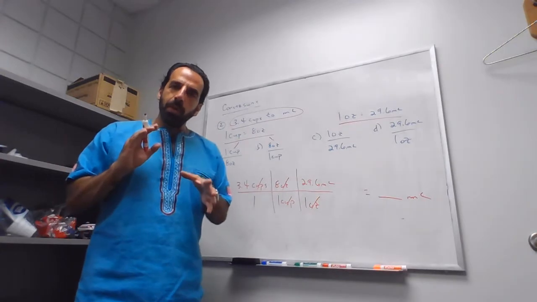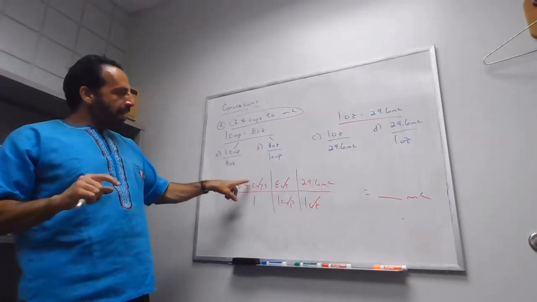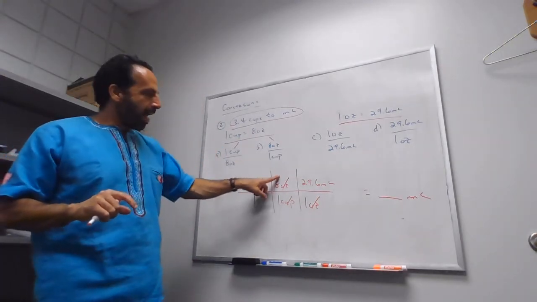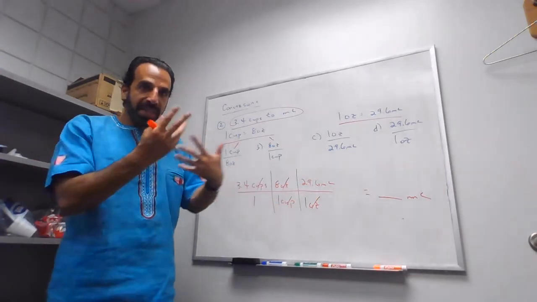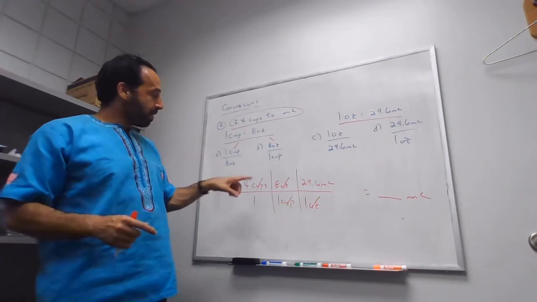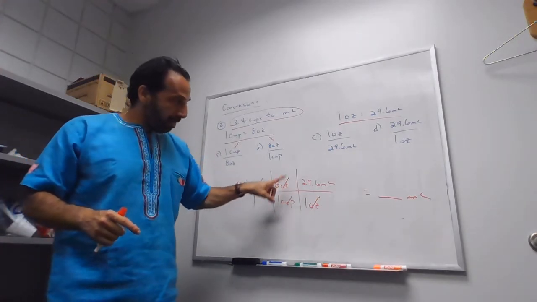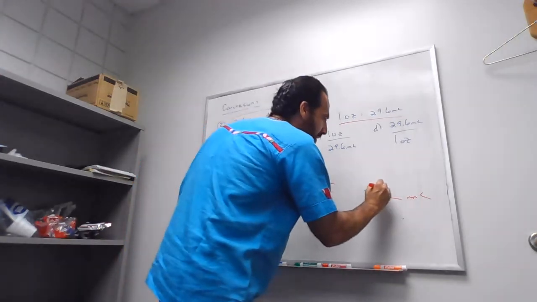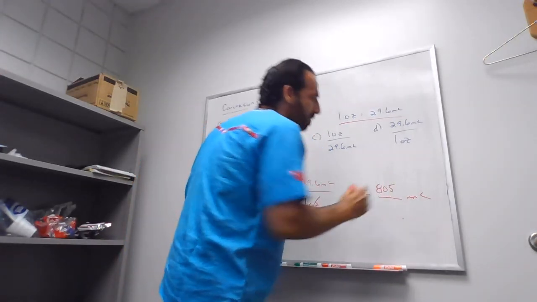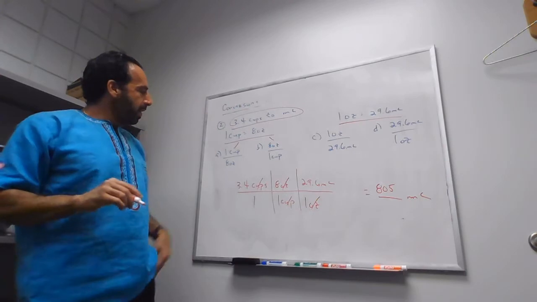One thing about this, when you're working this out, is that everything on top you multiply. So it's 3.4 cups times 8 times 29.6. The bottom is the denominator. In this case, we just divide by 1. But just realize, this is multiplication on top, and then we divide by the bottom numbers. When you do that, I'm going to get 805 milliliters. Couple of things.